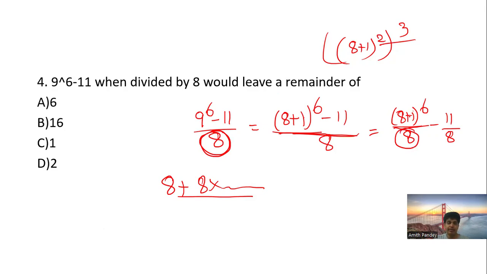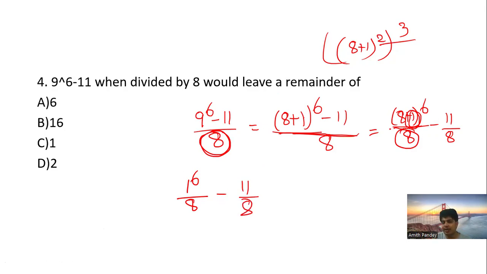So what will I be left with? I'll be left with only one thing, in case of the remainder, I'm just saying, not the quotient. So in case of the remainder, I'll be left only with 1 raised to power 6 by 8. And here it is 11 by 8. Till here it is clear.